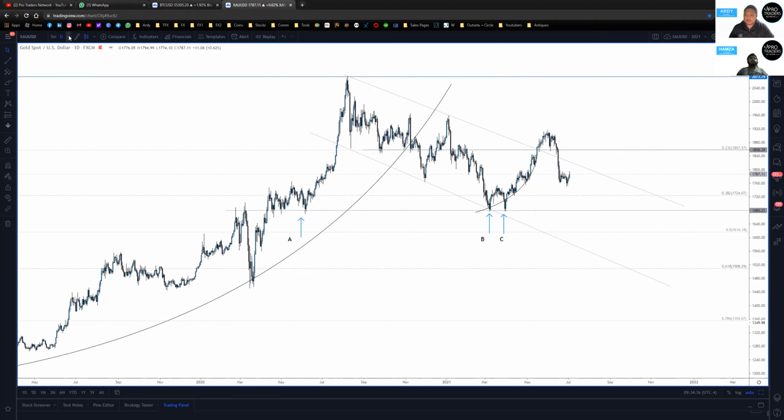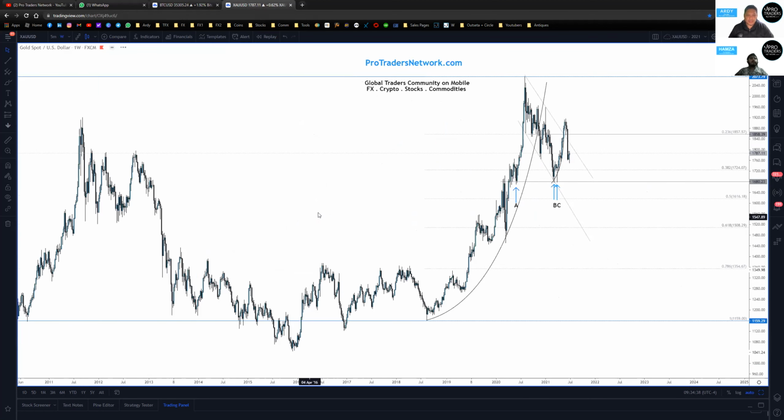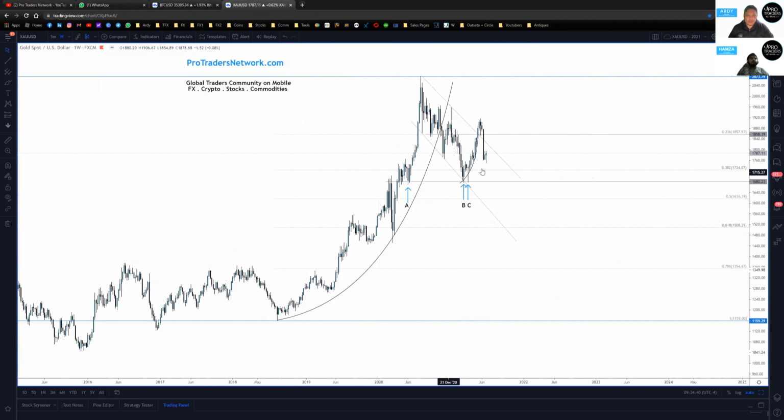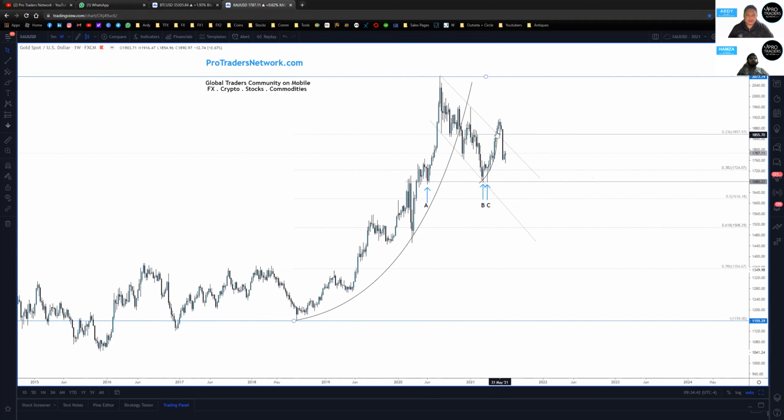Right. So I'll just move to the weekly. All right, so on the weekly chart, you can see that this particular breakout is basically a false break, right?